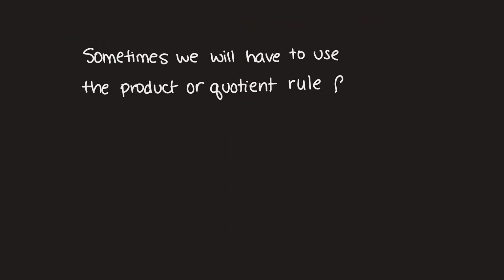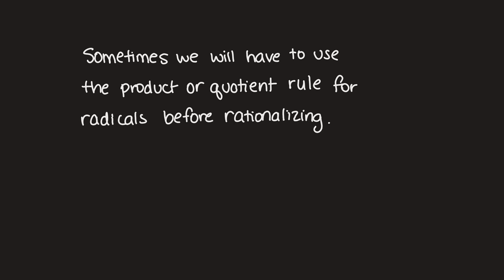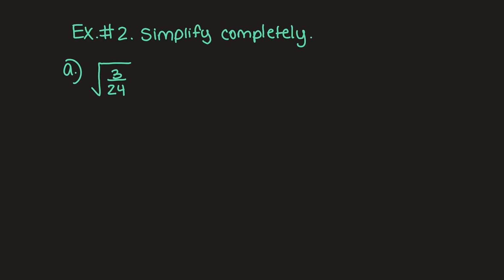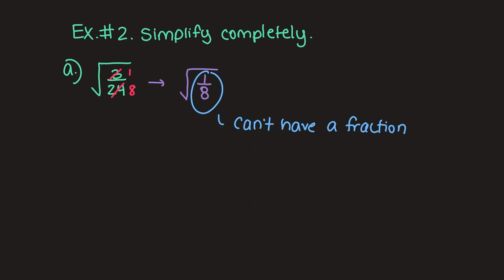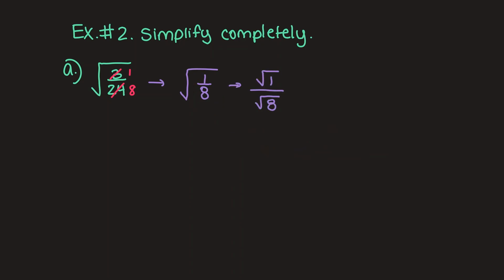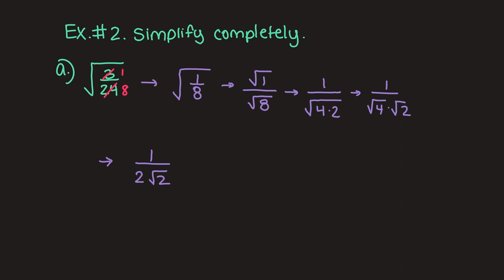So sometimes we will have to use the product or quotient rule for radicals before rationalizing. So for the following example, we can begin with simplifying the radicand, which reduces to 1 over 8. And for a radical to be simplified, we also can't have a fraction as our radicand, so we use the quotient rule and separate these as 2 radicals. The square root of 1 is 1, and then we can simplify the denominator. 8 has a perfect square factor of 4, so this becomes 1 over 2 square root 2.